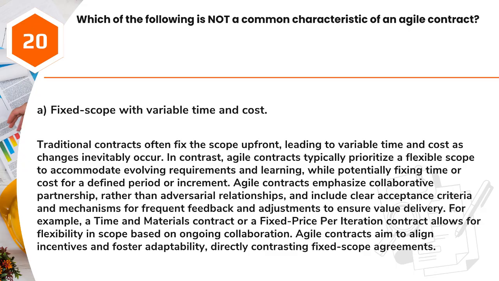Agile contracts emphasize collaborative partnership, rather than adversarial relationships, and include clear acceptance criteria and mechanisms for frequent feedback and adjustments to ensure value delivery. For example, a time and materials contract or a fixed price per iteration contract allows for flexibility in scope based on ongoing collaboration. Agile contracts aim to align incentives and foster adaptability, directly contrasting fixed scope agreements.